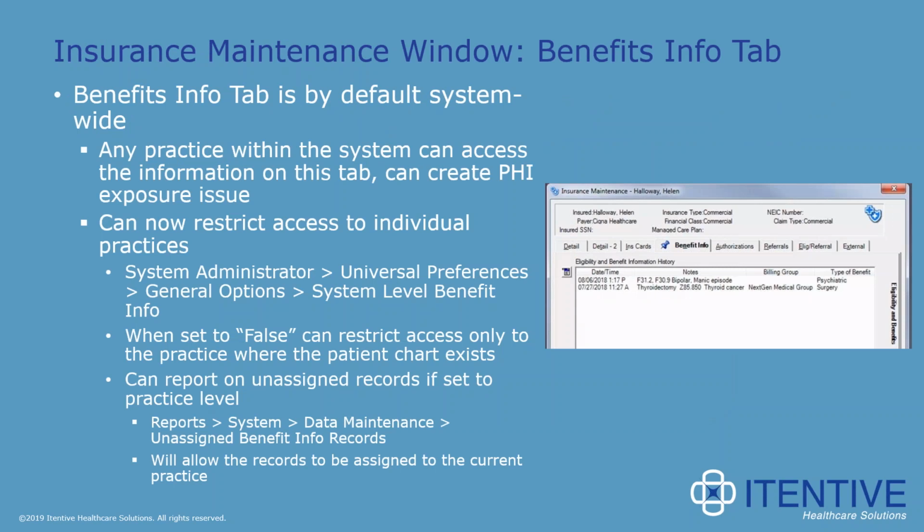The insurance maintenance window benefits info tab. This is also a nice feature. The benefits info tab has been in the past a system-wide default. So any practice within the system, if it was turned on, can access the information on the tab. It can create a PHI exposure issue. That has been pointed out several times. So now you can restrict this to an individual practice, and you actually have some preferences that you can put in and add to the security groups. So, for example, System Administrator, Universal Preferences, General Options, System Level Benefit Info. When set to false, this can restrict access only to the practice where the patient chart exists. You can also report on unassigned records if set to the practice level.